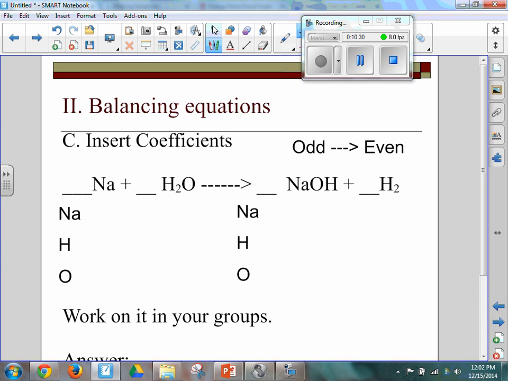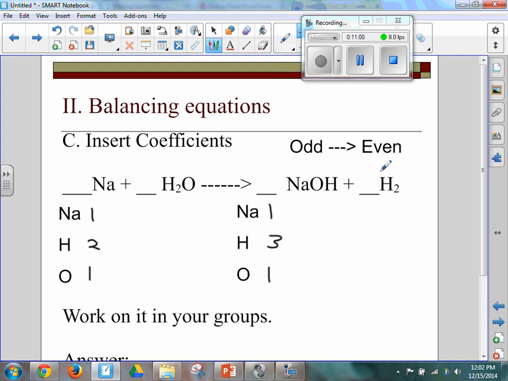One thing to really keep track of is this right here. Make sure that if you have an odd number of something, turn it to even. That will kind of help you. And also, you need to reduce. You need to have the lowest terms as far as the coefficients are concerned. Okay, so when looking at this, again, we had 3, 2, 1, 1, 1, and 1. These are the number of atoms on both sides of the reaction.